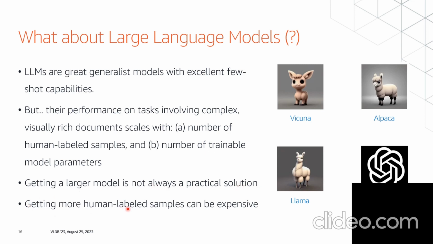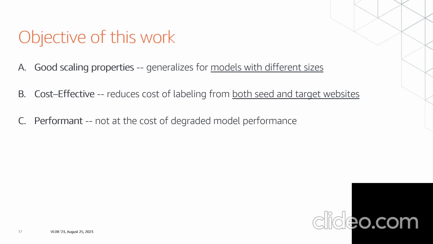And getting more human label samples, converging on the quality of the annotation, and getting a high inter-annotator agreement is already expensive, as we discussed before. So what we want based on this literature survey is three things. One, we want good scaling properties in our web extraction model, which means that the solution should generalize for models with different sizes and shouldn't just rely on more data or a larger model to have competitive performance. Second, it should be cost effective, which means it should reduce the cost of labeling from both seed and target websites. And third, it should achieve A and B without actually affecting the model's end-to-end performance.